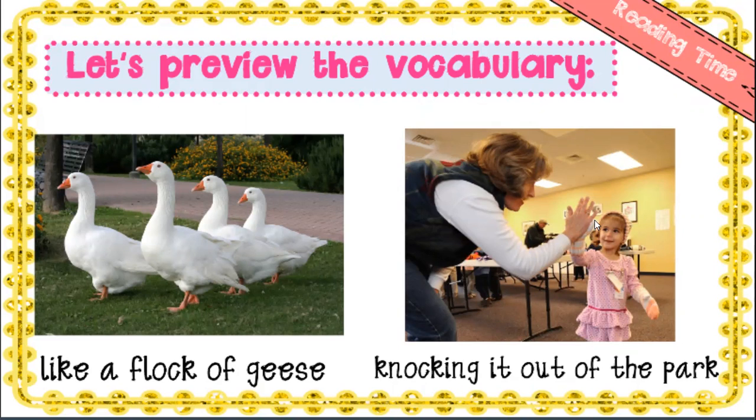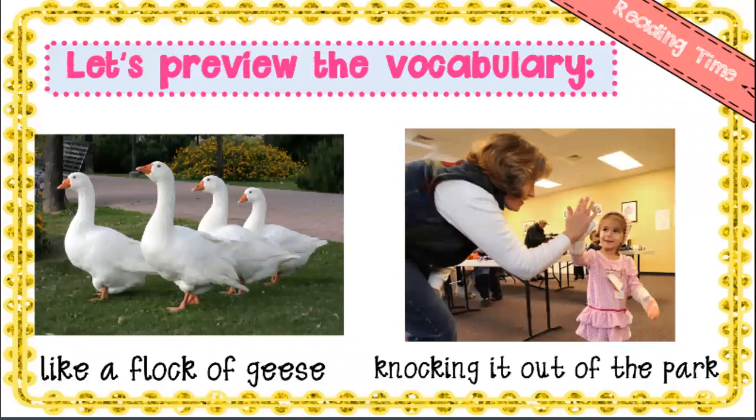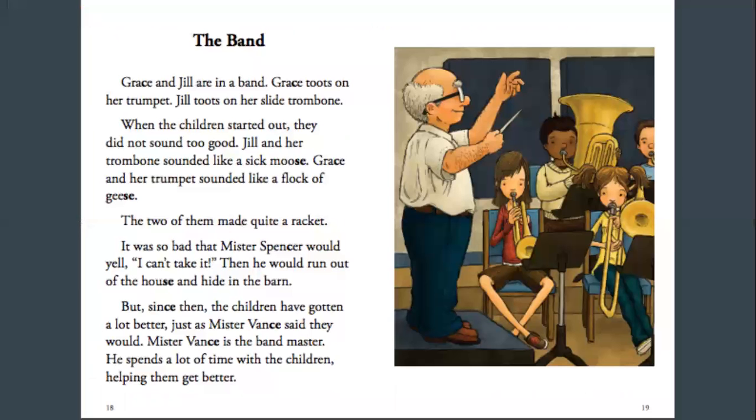So this little girl here, she's high-fiving her teacher, and it says knocking it out of the park. This little girl has just done something awesome. When you say knocking it out of the park, you mean someone has done something awesome. You know, when you're playing baseball and you hit a home run, that means you've literally knocked the ball out of the ballpark and you've scored a home run for your team. You scored points for your team. You knocked it out of the park. You did an awesome job.